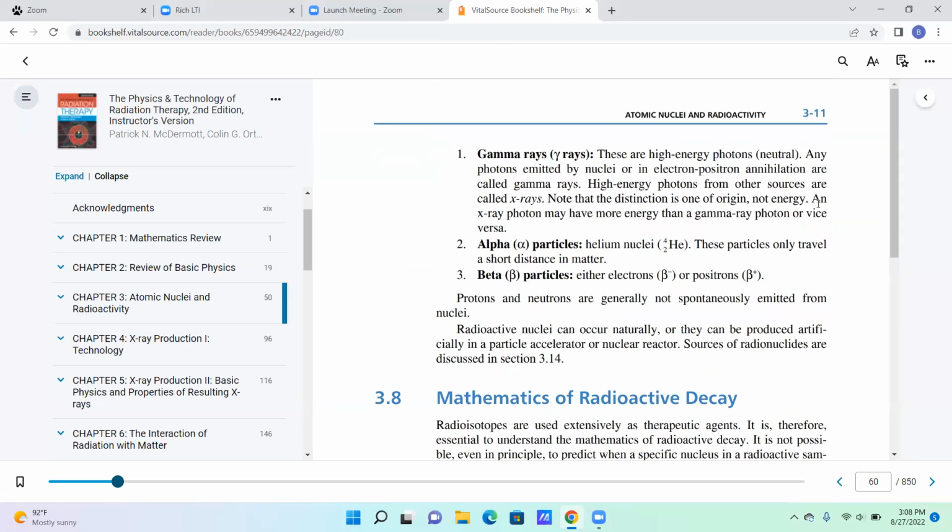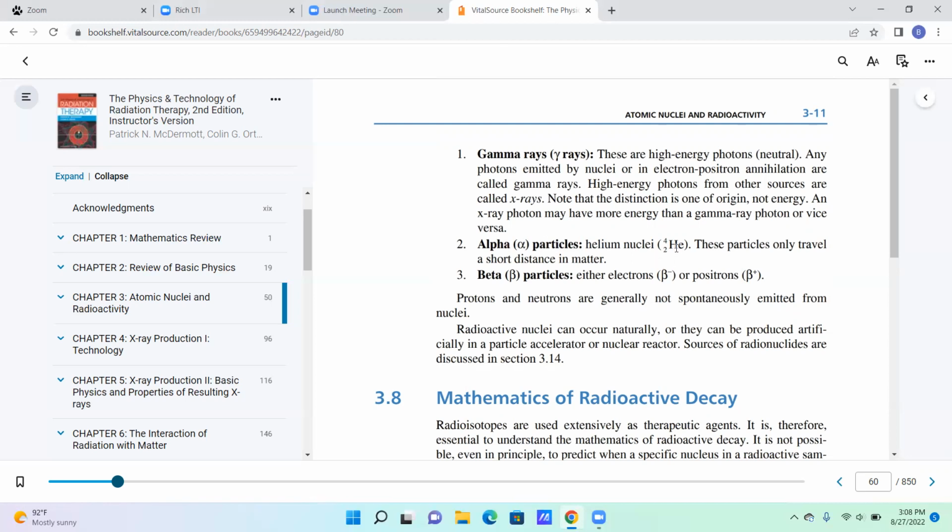High energy photons from other sources are called X-rays. Note that the distinction is one of the origin, but not necessarily the energy. An X-ray photon may have more energy than a gamma ray photon or vice versa. But again, any photon emitted by nuclei or in electron-positron annihilation are called gamma rays. That's how they originate. High energy photons from other sources are just considered to be X-rays. So that's gamma ray radiation.